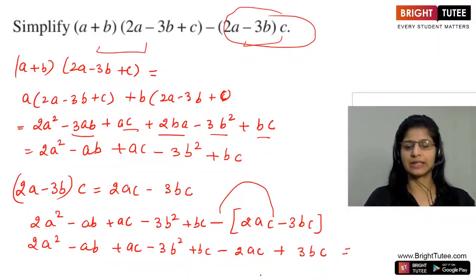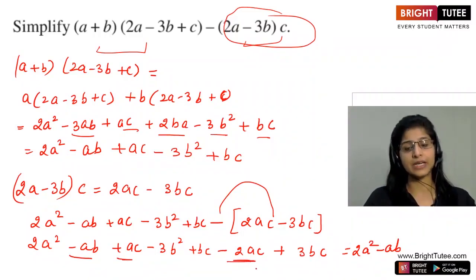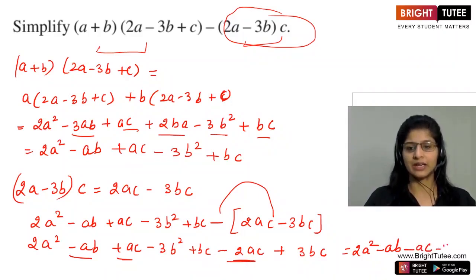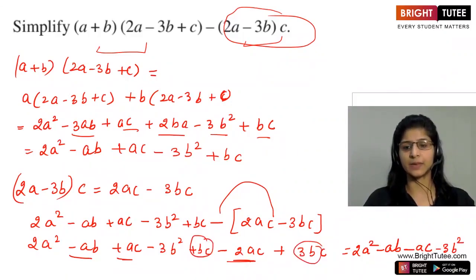So let us try to combine the terms if possible. So 2a square will remain as it is, minus ab. Do we have any term containing ab? See carefully, it is ac, b square, bc, ac, bc. No, we don't have, so we'll write it as it is. The next is plus ac, and we have minus 2ac. ac minus 2ac gives us minus ac only. Then we have minus 3b square, it will also be written as it is. Then the last term, we have bc here and 3bc, it will become 4bc. So this will be the answer after simplification.